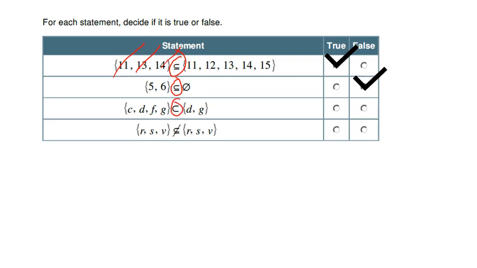The third one, we're asking about a proper subset. Is everything on the left on the right-hand side? Nope. C is on the left, but it's not on the right. So that's a false statement. The last one. Now, we got a line through this one. Notice that. Since we have a line through it, the one on the left is not a subset of the one on the right. But it is a subset because the R is on the right side, the S is on the right side, and the V is on the right side. So this one is false also.